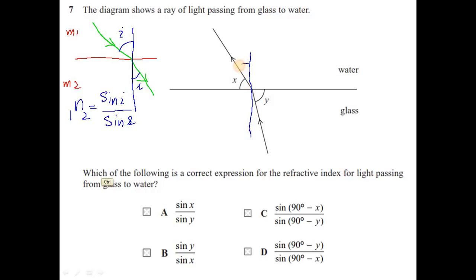That means this is your refracted angle, which of course, the angle of refraction, is 90 minus X, and this angle is 90 minus Y. It's going from glass to water, so medium 1 to medium 2, so the refractive index should be sine of 90 minus Y divided by sine of 90 minus X. So the option is B.